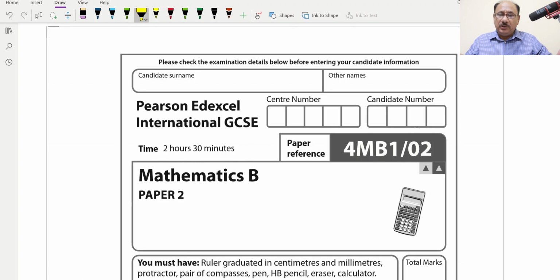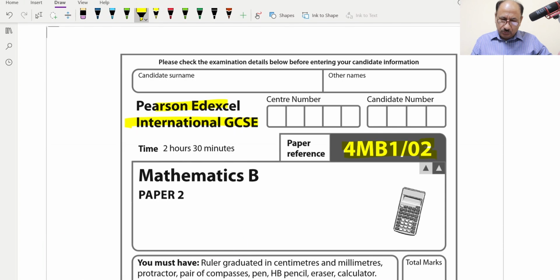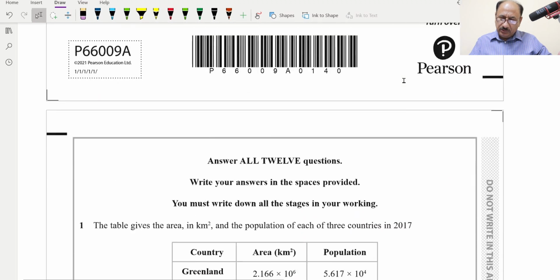Hello everyone. Today we'll be going through Pearson Edexcel International GCSE 4MB1/02 Mathematics B Paper 2. Time is 2 hours 30 minutes.